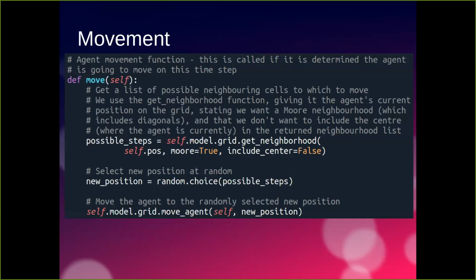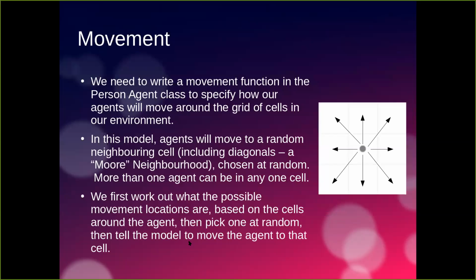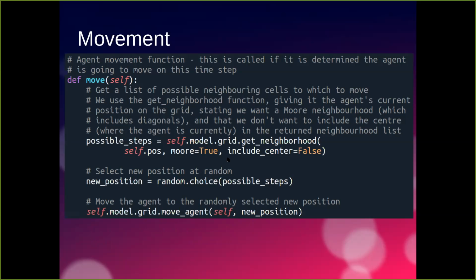So here's how we'd set that up. Again, within our person agent class, we set up a new method. I've just called it move. And here we're just going to do these very simple things. So the first thing I'm going to do, remember we said we need to find out what the possible movement locations are. So we can use a method of the grid class within Mesa to be able to do this really easily. So we can get a list of the possible locations by calling get_neighborhood from the self.model.grid.